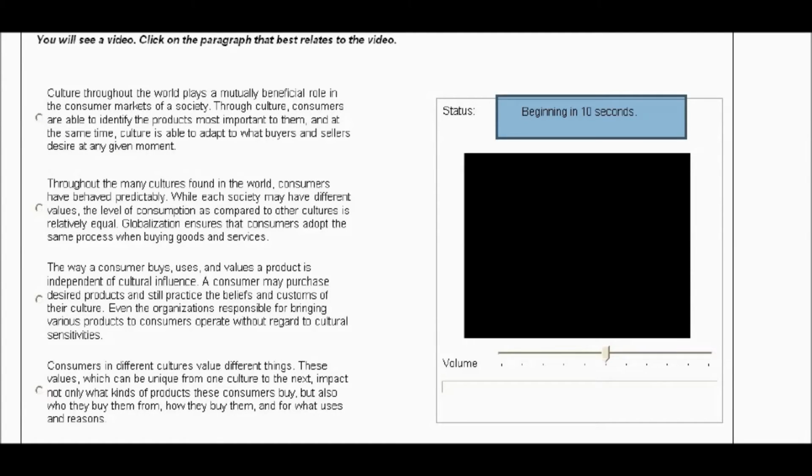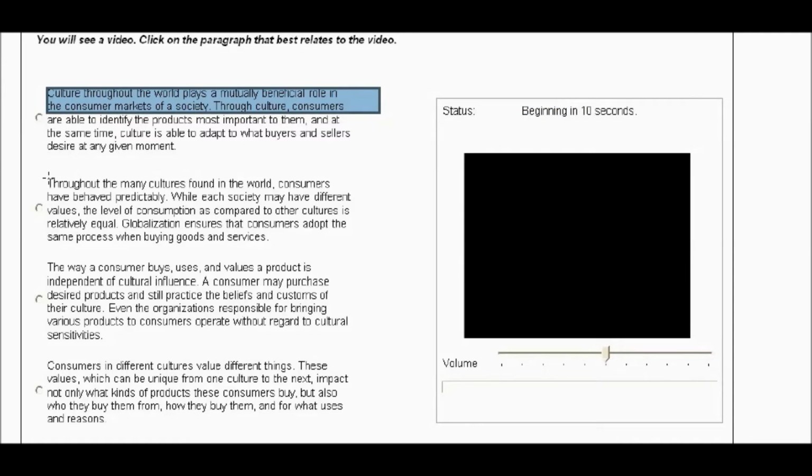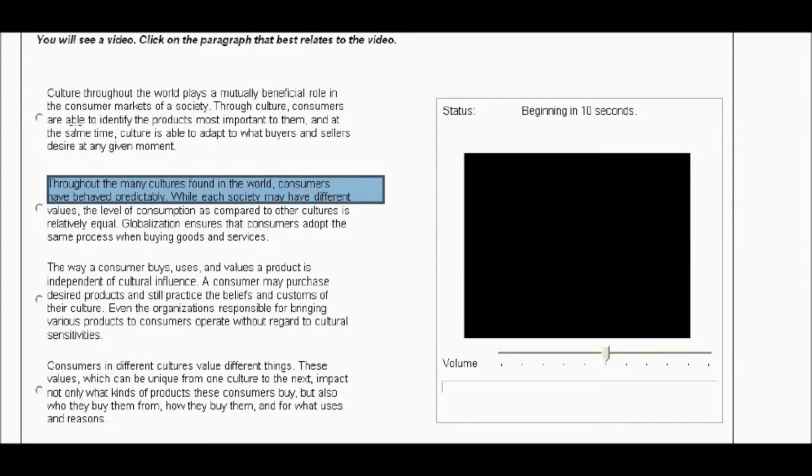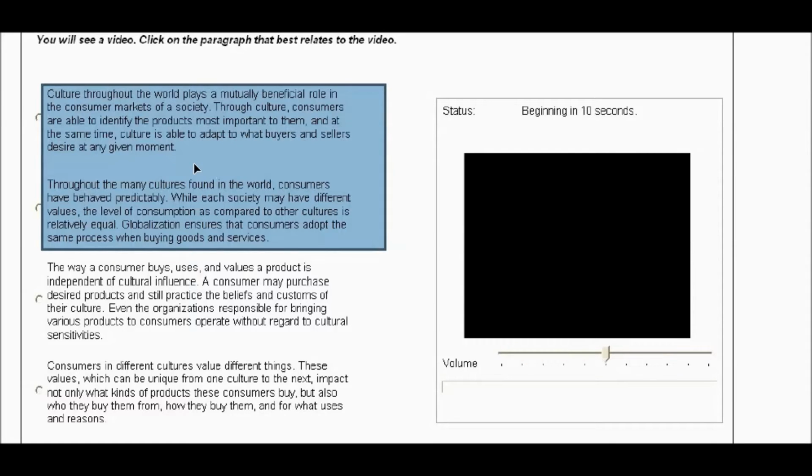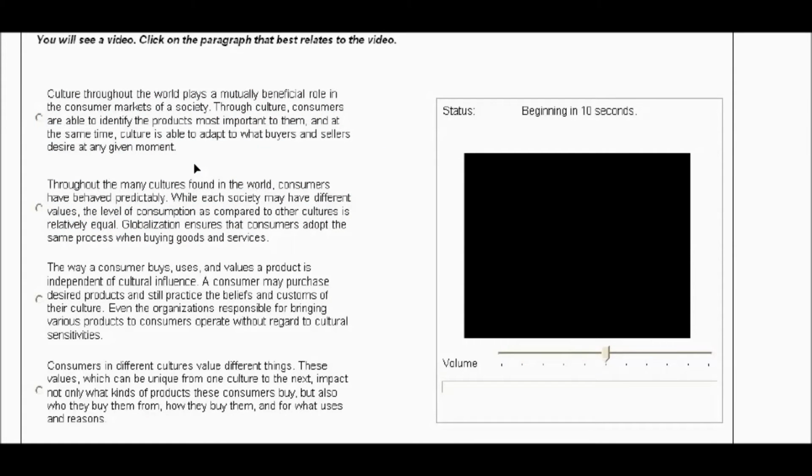So what you need to do is read the first sentence of the first paragraph and the first sentence of the second paragraph. When you read them, you will find a difference between both those paragraphs. Okay, so it will be helpful. So first you read the first sentence of the first paragraph and the first sentence of the second paragraph.